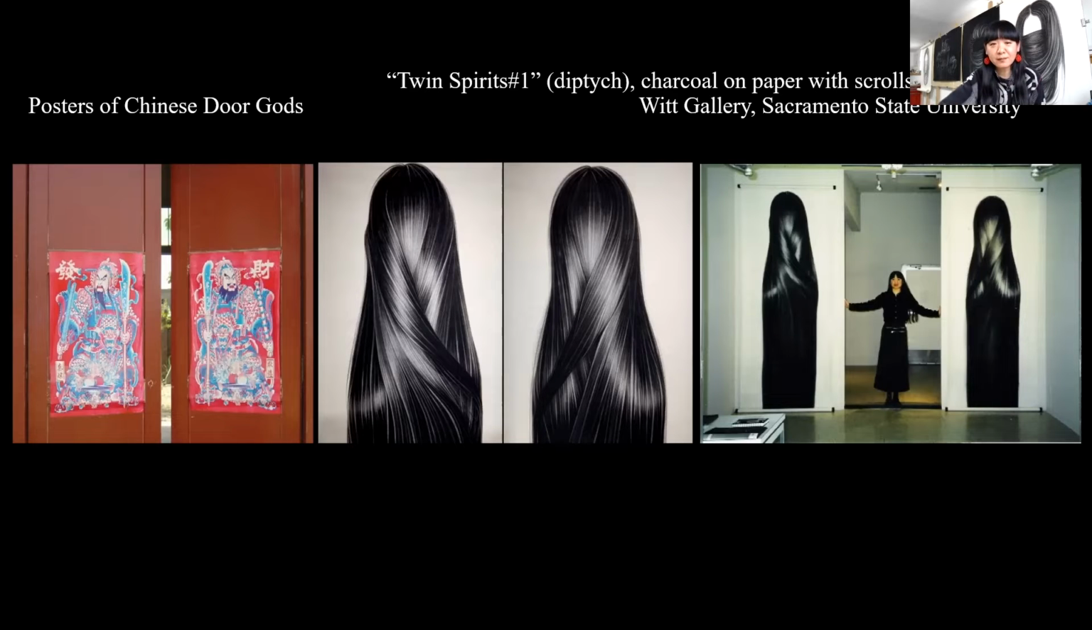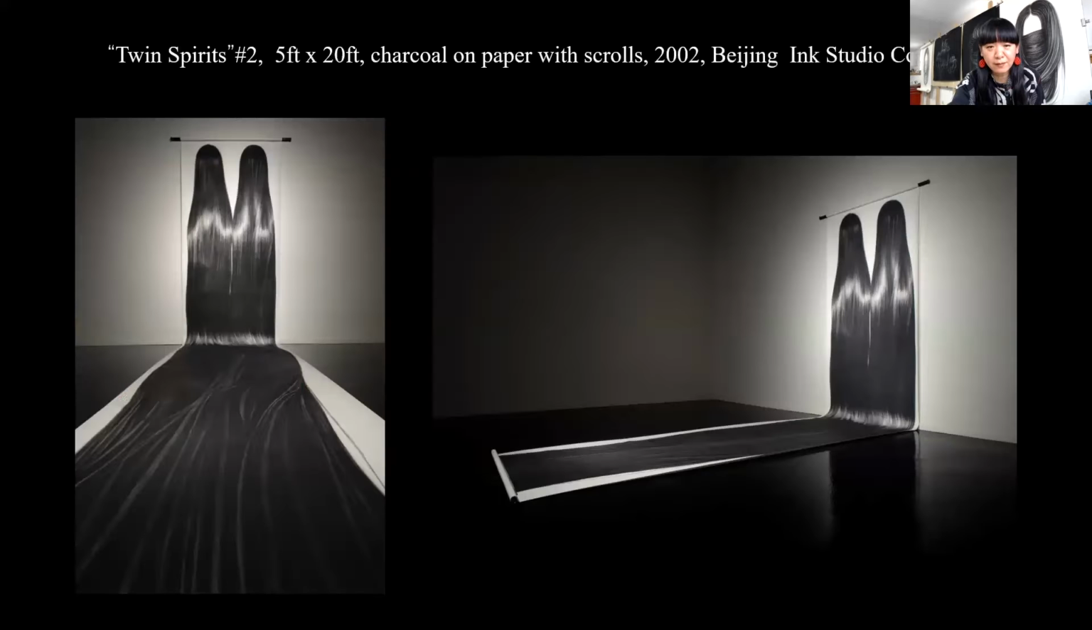Then I was thinking about how to use different media and scale to exaggerate our connection, but also the length of the long hair and the fluidity of the hair. I think the scroll, using the format from Chinese ink painting, and also the larger-than-life scale really create this three-dimensional effect based on a two-dimensional work on paper. And also the floor and the wall space really make sense with the gallery environment.